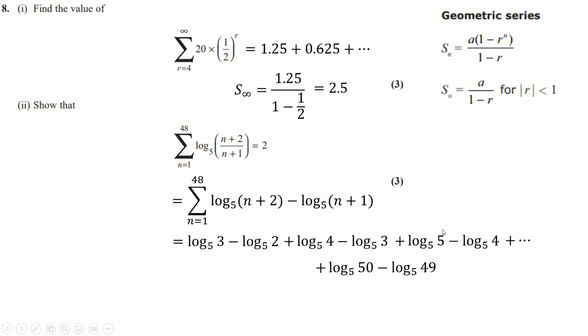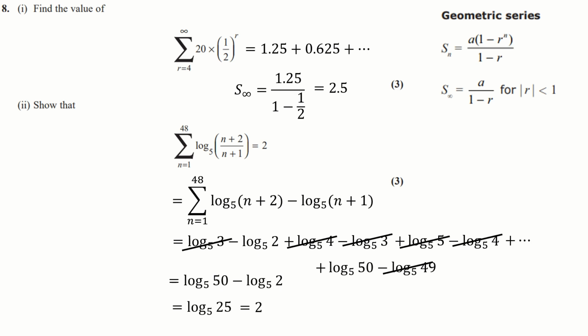But every single thing here will cancel, except for this log 2, which has nothing to cancel with, this minus log 2. And also this log 50, because it's the biggest one, it also has nothing to cancel with. So you're just left with log 50 minus log 2. Of course, you can do 50 divided by 2 here, which makes 25, and then 5 to the power 2 is 25, so the answer is 2.